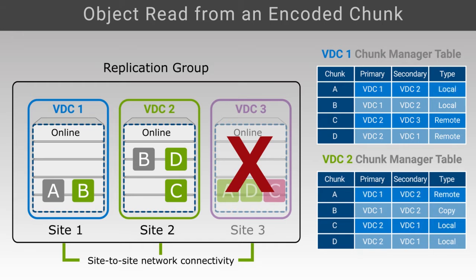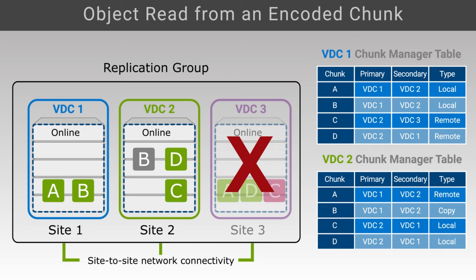VDC1 becomes the new primary site for chunk A, and VDC2 becomes the new secondary site. Chunk A is added to the replication queue for VDC2. After the chunk manager tables on VDC1 and VDC2 are updated, VDC3 no longer is the owner of any chunk. The failover operation is complete, and any access that requires checking with the owner is restored.